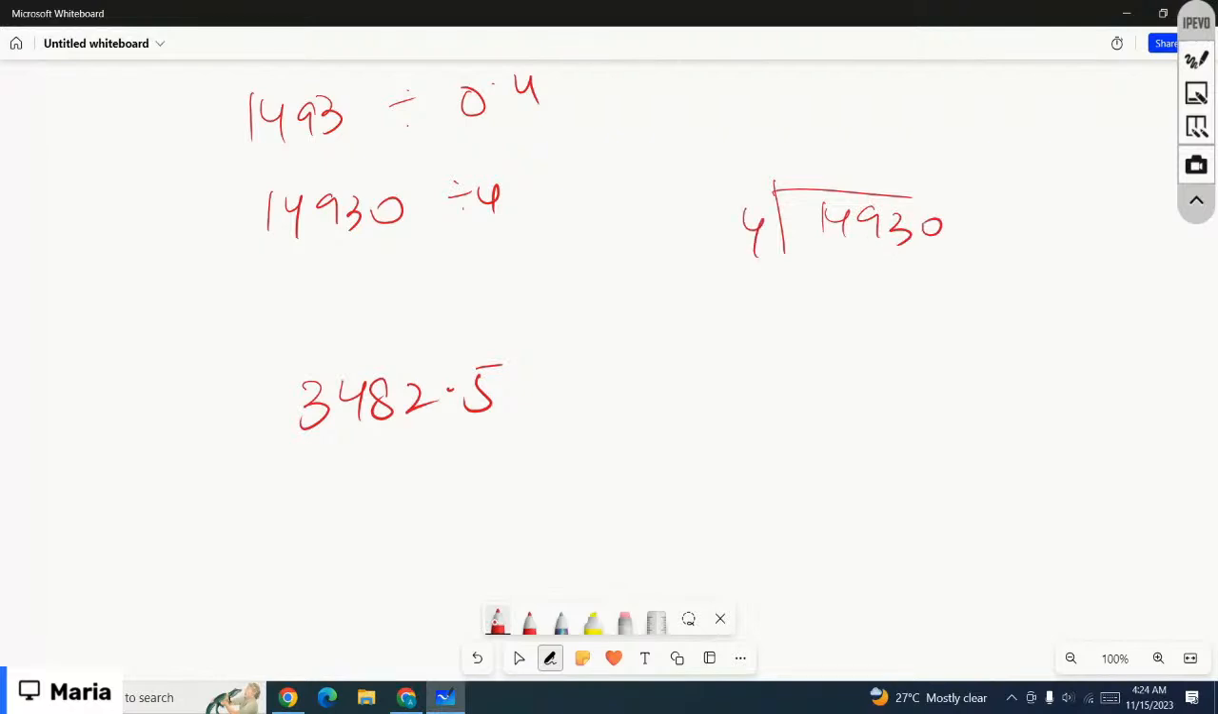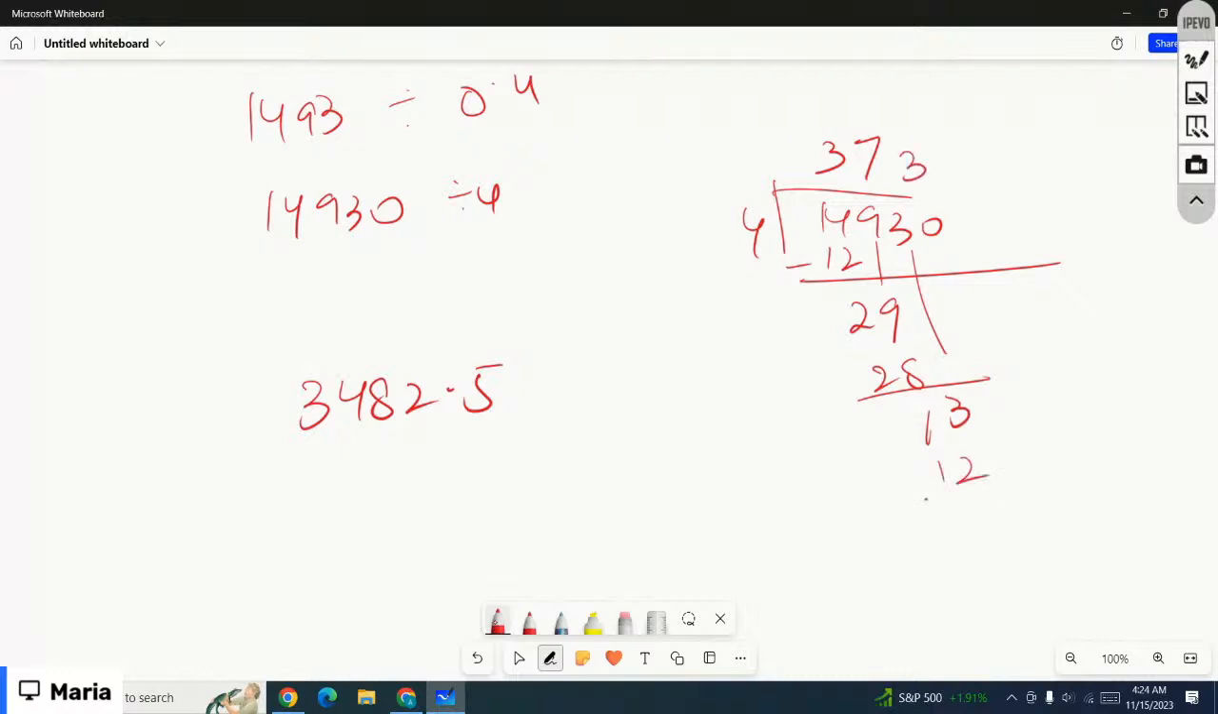14,930 divided by 4. Okay, 4 times 3 is 12, right? So 12, 14 minus 12 is 2, bring 9 down. Okay, 4 times 7 is 28. We can go for 4 times 7. 29 minus 28 is 1, bring 3 down. 4 times 3 is 12. Minus 1, bring 0 down.